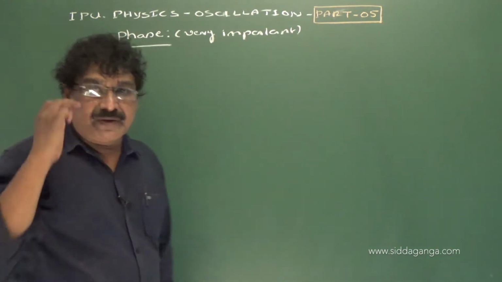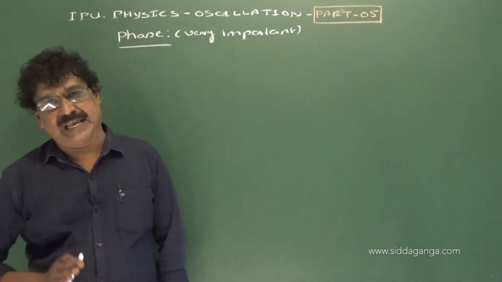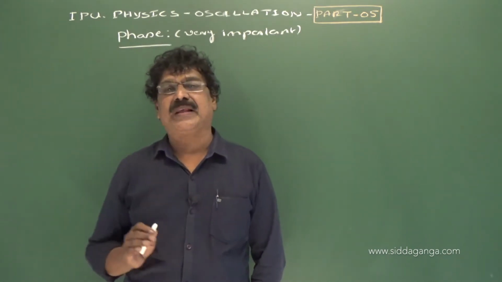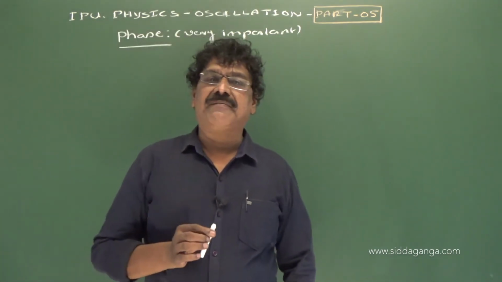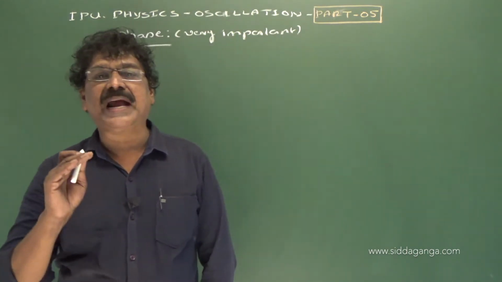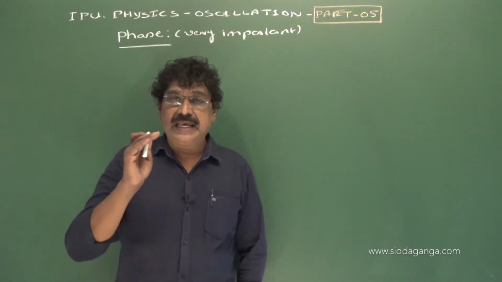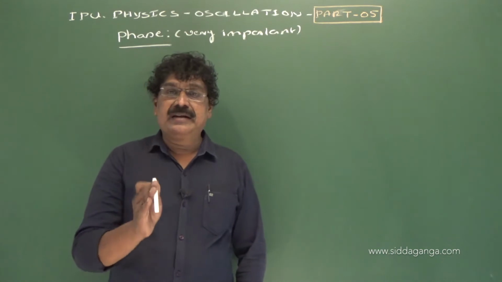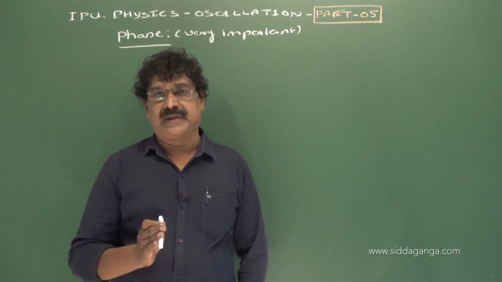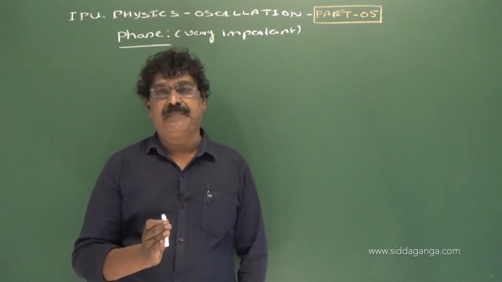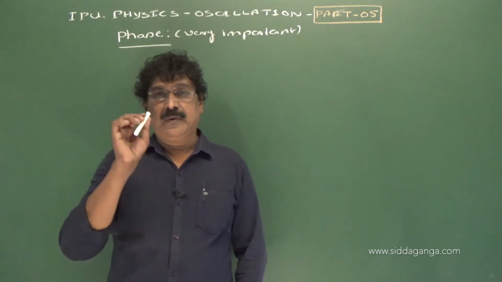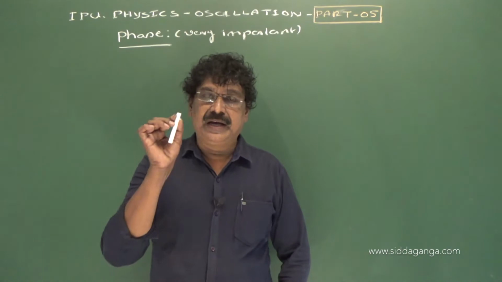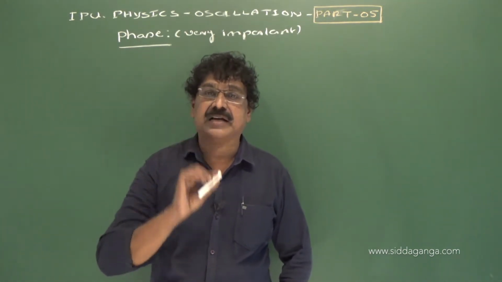Now, the phase of a vibrating particle at any instant of time is the state of vibration of the particle at that instant of time. Phase, or state of vibration, gives both the position of the particle from the mean position and the direction of motion of the particle at that instant of time. So whenever we are locating the position of a particle executing simple harmonic motion, it is important to locate the position as well as the direction of motion.